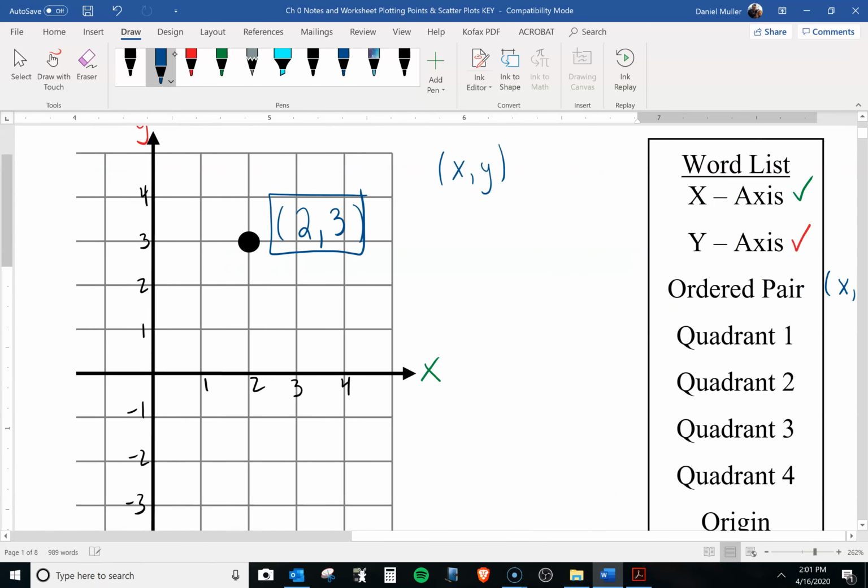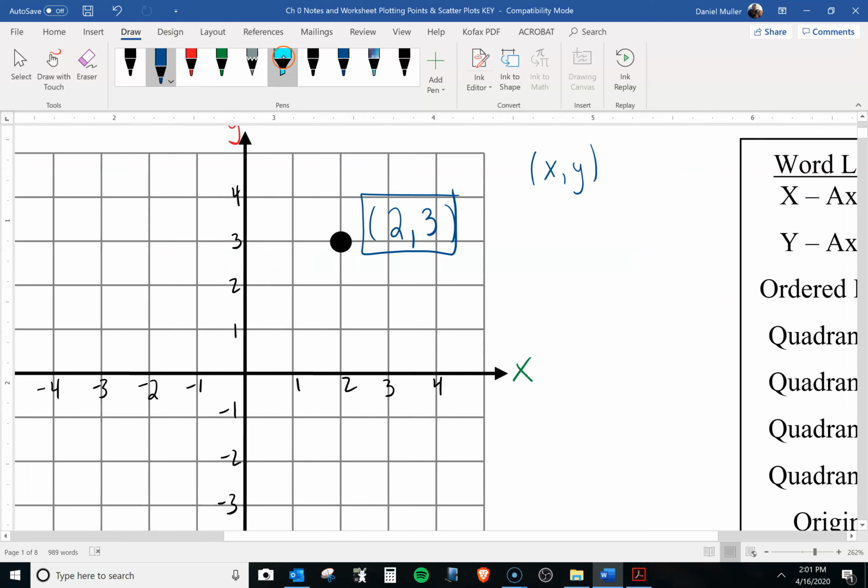Our origin is our starting point. Whenever we're looking at instructions, our origin is right there. So this is a special point. It is called 0, 0, and it is the origin.